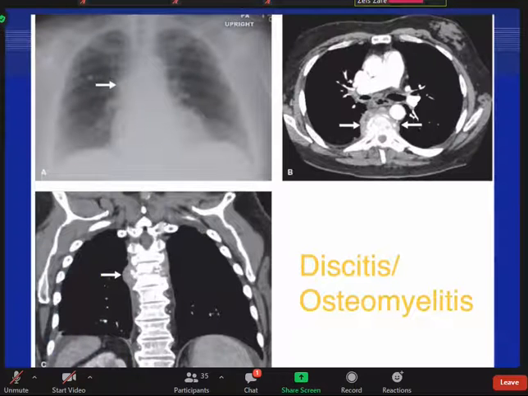This frontal chest radiograph, on the other hand, shows a subtle right mediastinal mass. Axial and coronal contrast enhanced CT shows disc space narrowing and vertebral end plate destruction with a paravertebral inflammatory mass, the arrows. Biopsy showed staphylococcal infection.